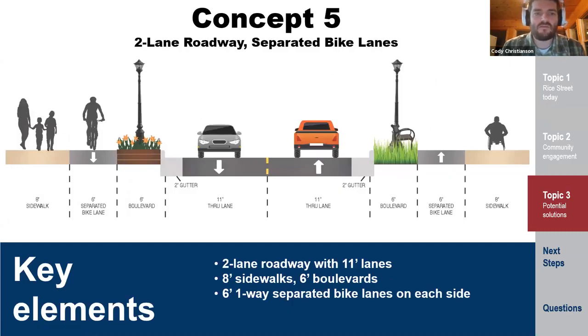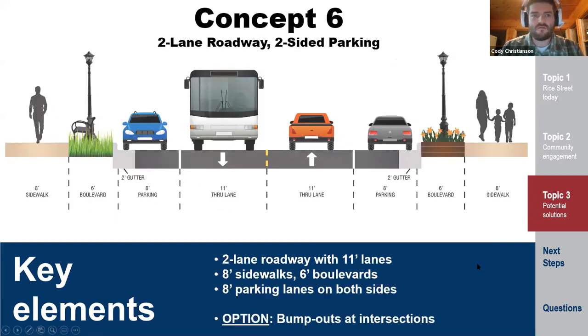Concept five here has another two-lane roadway. This one is an undivided road, so there's no median. And that gives the room then to have an 8-foot sidewalk and a one-way 6-foot separated bike lane on each side of the road. So with a two-way roadway, these single one-way bike lanes are much easier to work with at intersections. When you get the two-way facilities, that can make those intersections a little more complicated. So that's a consideration as we look to move concepts forward.